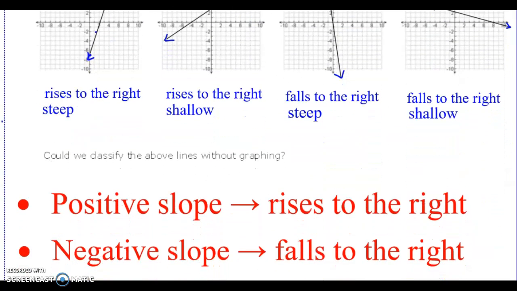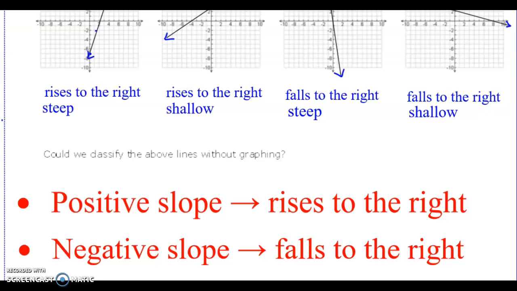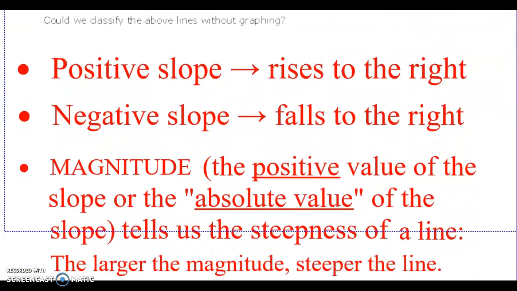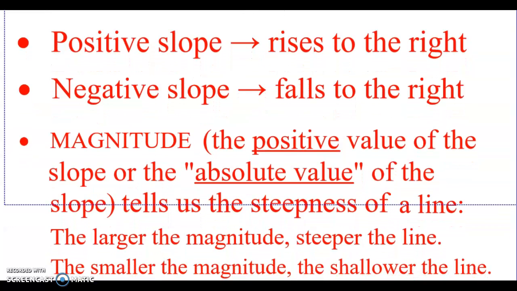So, without graphing, we should be able to classify rises or falls to the right, steep or shallow, without drawing the graph, just by looking at the equation. So by looking at the equation, I can identify my slope. If my slope is positive, then I know that my graph must rise to the right. If my slope is negative, I know that my graph must fall to the right.